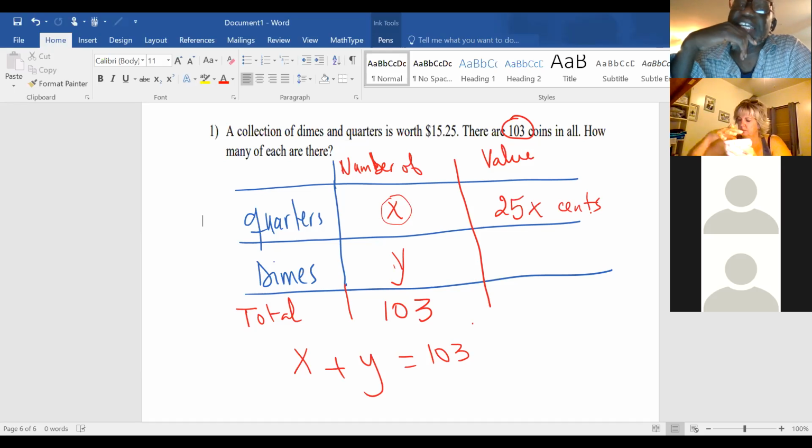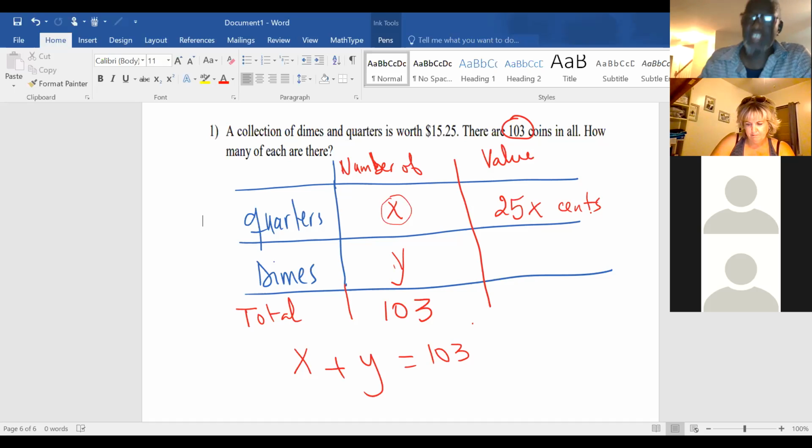What is the value of Y dimes? 10 cents, well, 10Y. One dime is 10 cents, so Y dimes is 10Y, right? Everybody in this room agrees with the second column? How we counting the money? All right.